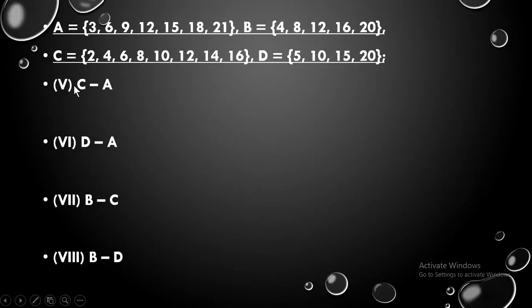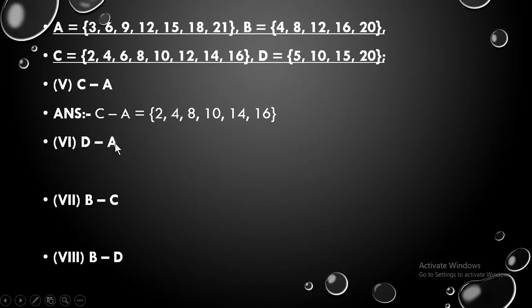Then we do C minus A. Now check C minus A, what is repeated? 6 is repeated, then 12 is repeated. So since it is C minus A, 6 and 12 are present in both the sets. So we will remove 6 and 12 from set C and write the leftover elements of set C, because C is the first set over here. That is 2, 4, then 6 is not there, so 8, 10, 12 we excluded, then 14, 16.